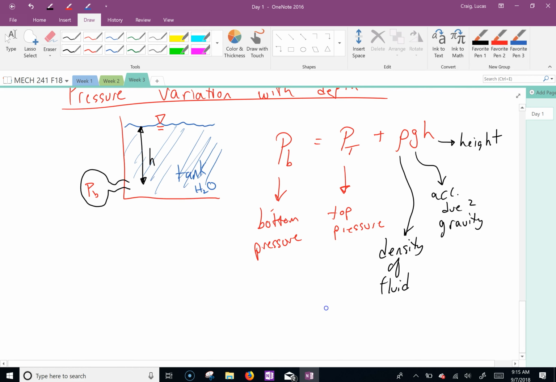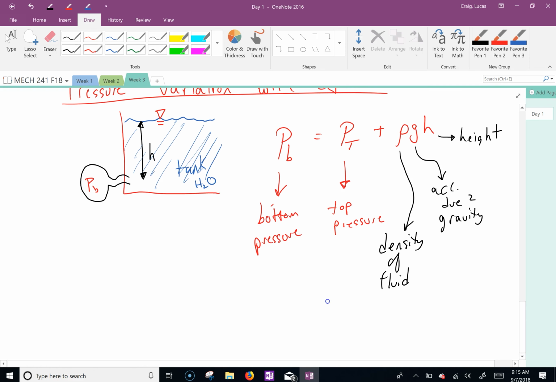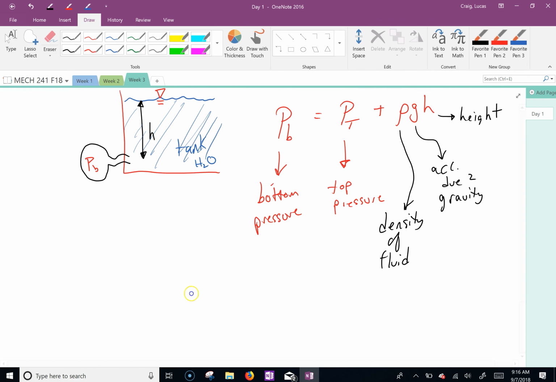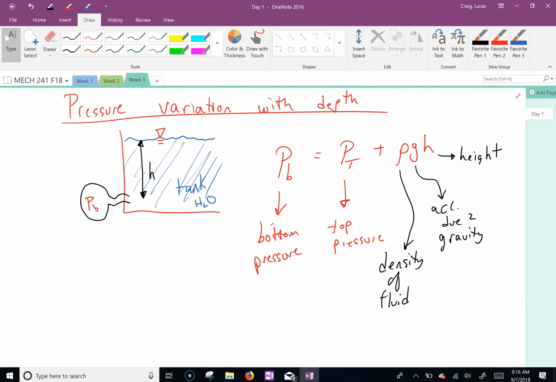Questions? Remember that. Drill that right in your head. Bottom pressure equals top pressure plus rho g h. This little triangle symbol up there is just a reference to the top part of the liquid line, and typically that's atmospheric pressure.